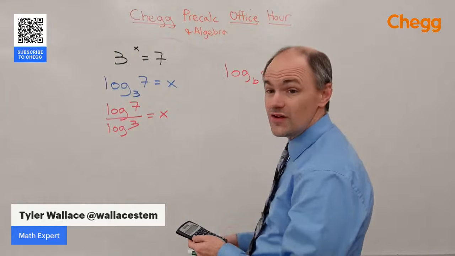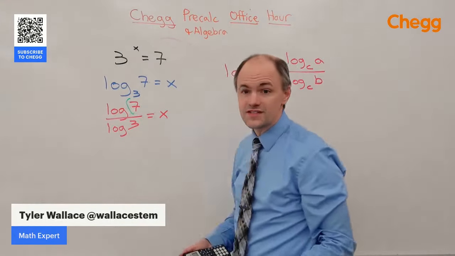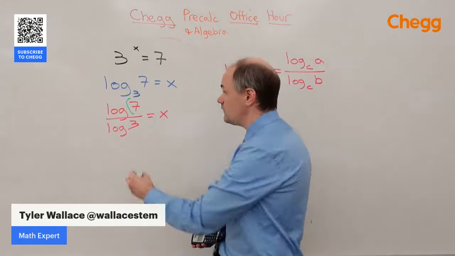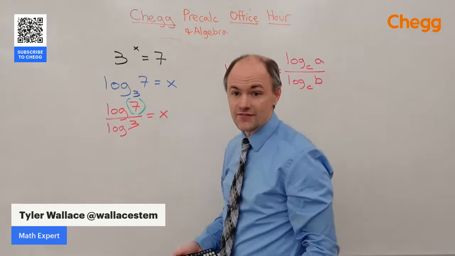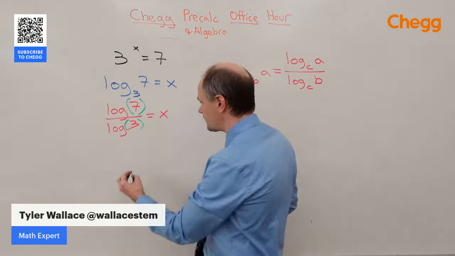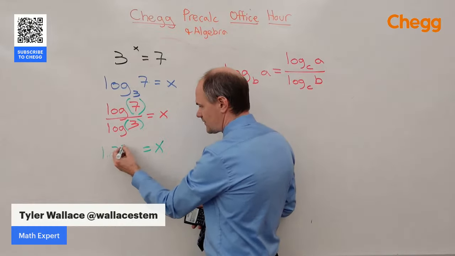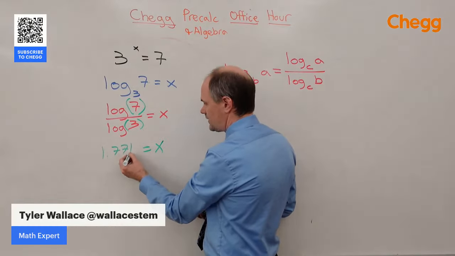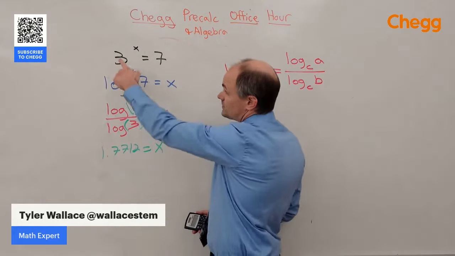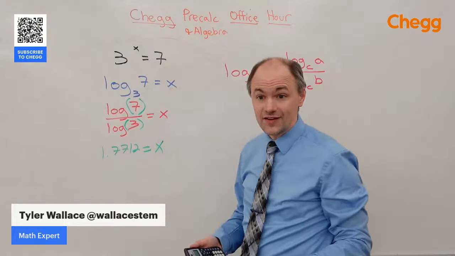Be very careful with parentheses. A lot of your calculators will open a parentheses as soon as you hit the log button. If you forget to close it after the 7, it's going to think the other part is inside your answer as well. And I'm coming up with x is equal to 1.7712. So that means if I do 3 to this exponent, the answer should be 7.